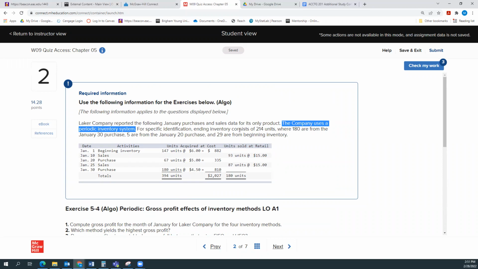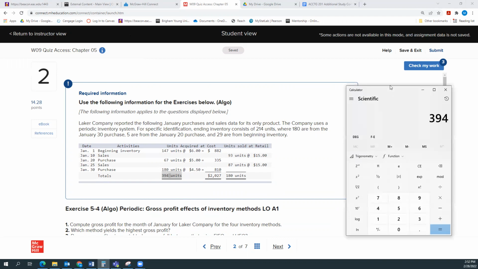So we had 214 units at the end of the month. That's our ending inventory. And so to figure out our sales, we just have to figure out how many we sold. So if we had 394 right here, total units available for the month, 394 minus the number we have left at the end of the month tells us that we sold 180 units during the month.